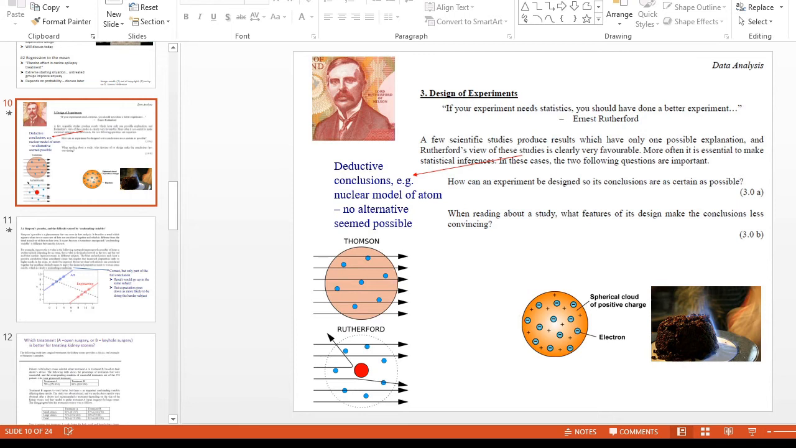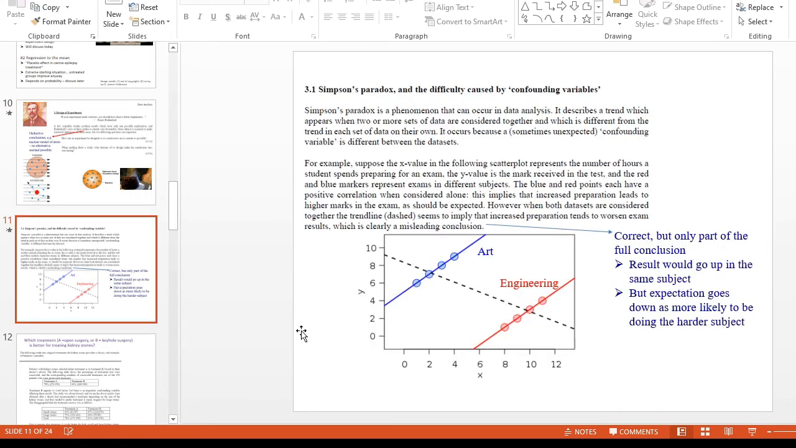In general, however, we do need statistics, and let's look at another case. In order for me to tease out more details of Simpson's paradox, let's look at a case of Simpson's paradox happening with numerical data. So, section 3.1, Simpson's paradox and the difficulty caused by confounding variables.